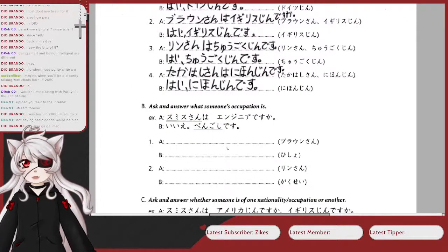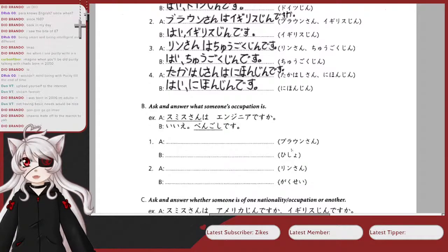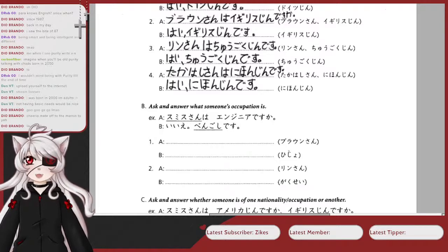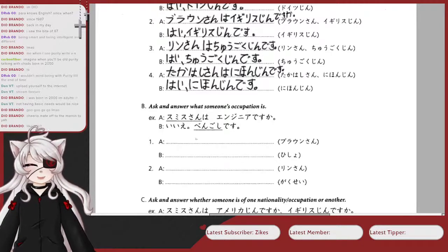Okay, so in this case we have Risawa engineer desu ka? And then someone saying, iie, bengoshi desu. In this case, it's cheerio, mate, off to the... That's definitely not how a 4-year-old talks.